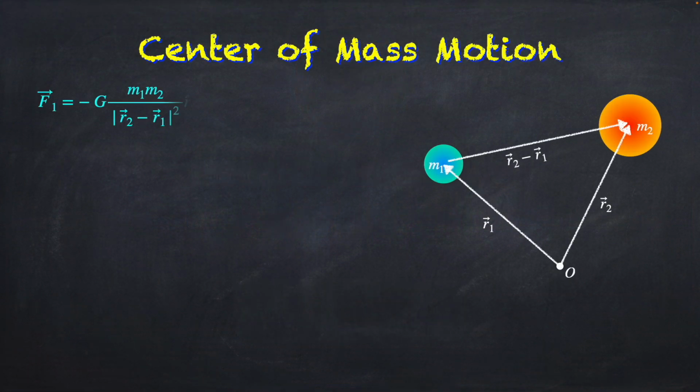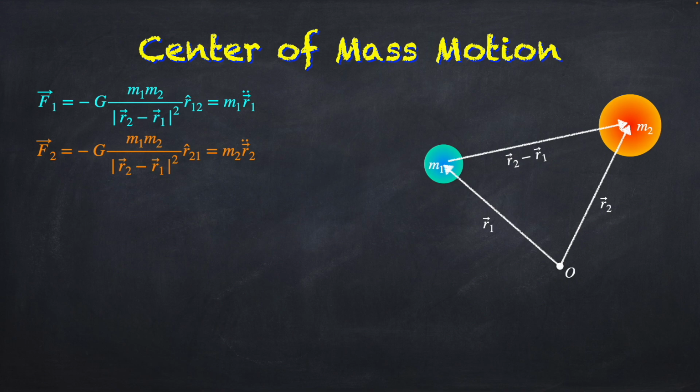As well as our two equations we need to solve. And now I'm going to make a slight simplification in the notation. R12 and R21 are just opposite directions, which is either along this direction R2 minus R1 or the opposite direction. So I'm just going to call this vector R2 minus R1 little r. F1 is the force on mass 1 and it points in the direction of little r.